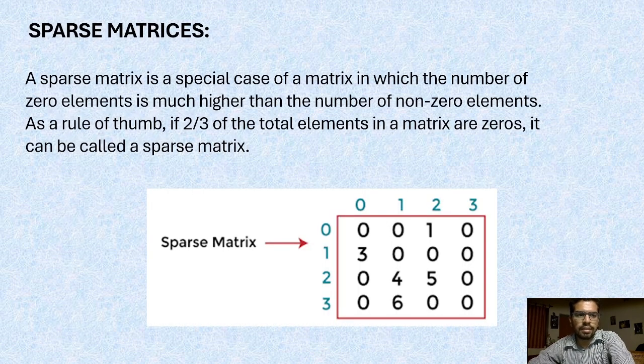Sparse matrices. It is a special case of a matrix in which the number of zero elements is much higher than the number of non-zero elements. As a rule of thumb, if two-thirds of the total elements in a matrix are zeros, it can be called a sparse matrix.